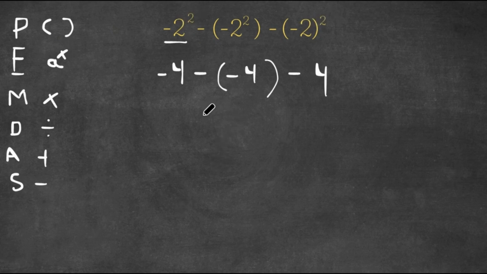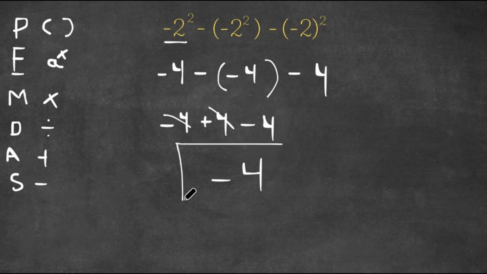So now we could simply just simplify this problem and solve. Now we have negative 4. Minus a negative is a positive, so plus 4, and we have minus 4. These two cancel out, and we are simply just left with negative 4. And this is our answer.